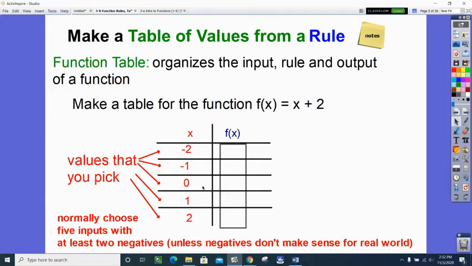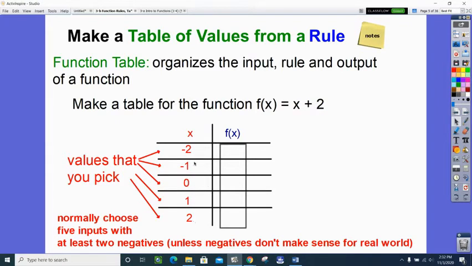So again, we're going to use 5 inputs. We try to choose 2 negatives unless they don't make sense. And the reason I like these 5 is they're close to the origin. So points are most likely to fit on my graph. So here comes the fave 5.